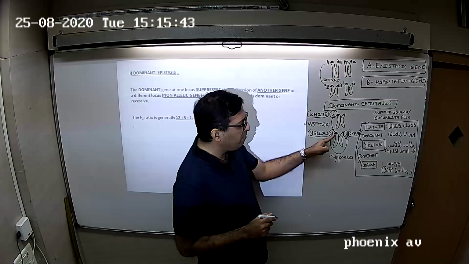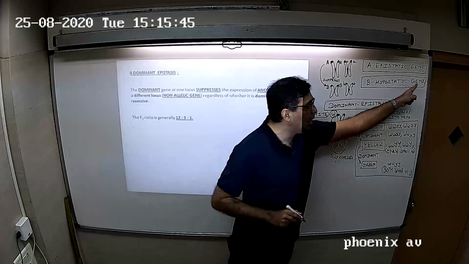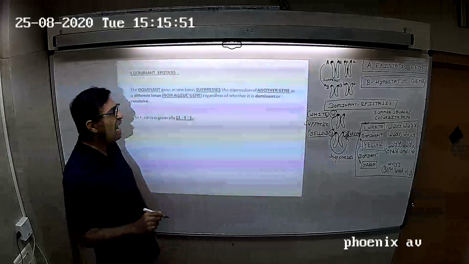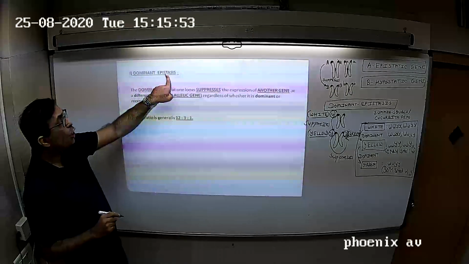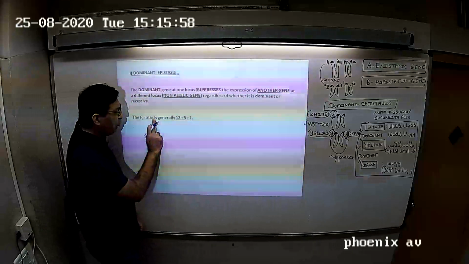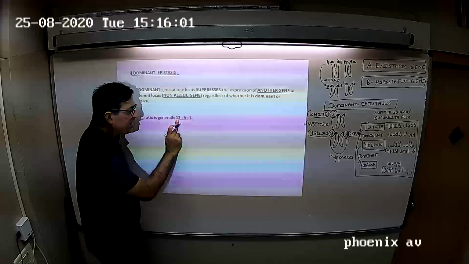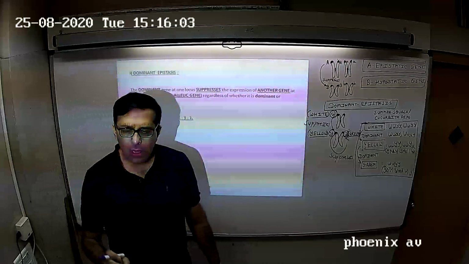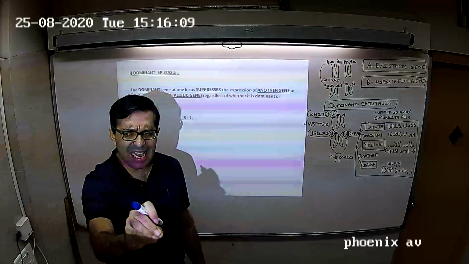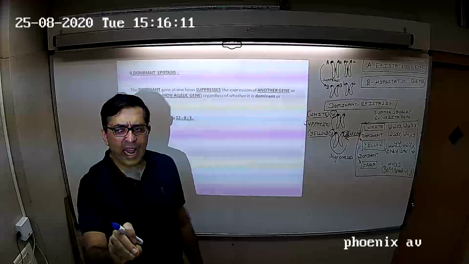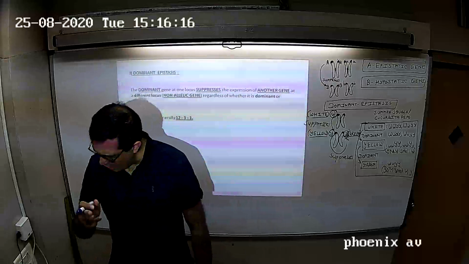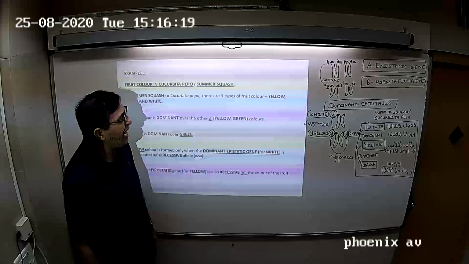And what do capital Y and small y become? Hypostatic gene. So, what is this kind of interaction called? Dominant epistasis, and the F2 phenotypic ratio is 12:3:1. Please memorize it straight away. What is the dominant epistasis F2 phenotypic ratio? 12:3:1. चलिए, now we understand it with an example.